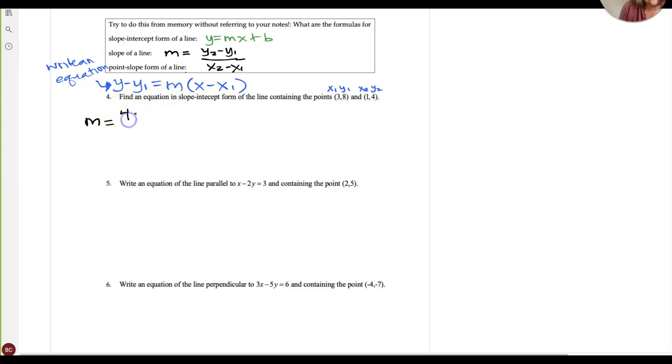4 minus 8 over 1 minus 3. Perfect. Okay, now let's simplify this. We get -4 over -2, which simplifies to 2. So 2 is my slope. Now I know my slope and I know a point. You see I can use this and this to now write that equation of a line.